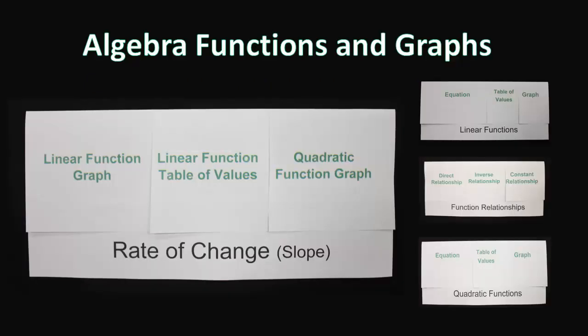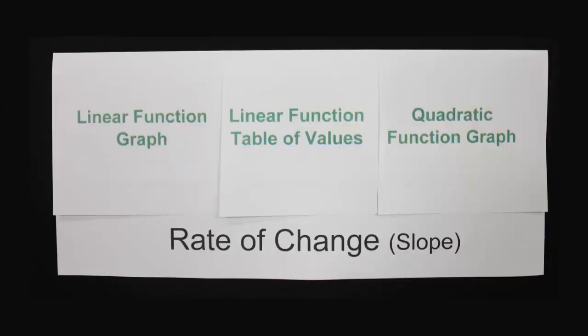In this lesson, we will continue to look at algebra functions and graphs, and we will learn about rate of change, which is also called slope. In this foldable, we will learn how to find rate of change in a linear function graph, a linear function table of values, and a quadratic function graph.